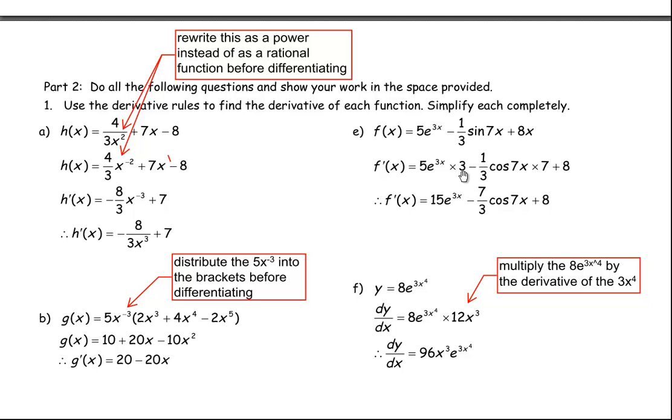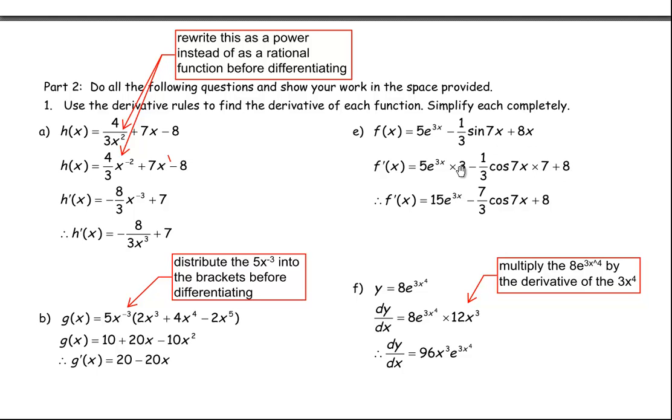For the next one, the derivative of sine is cos, so the derivative of sine 7x is going to be cos 7x. Now, the 1/3 is still in front, so we write a third. The derivative of sine 7x is cos 7x multiplied by the derivative of the 7x. That's actually the chain rule there. That's the derivative of the inside function, which is the 7x function. And then the derivative of 8x is 8.